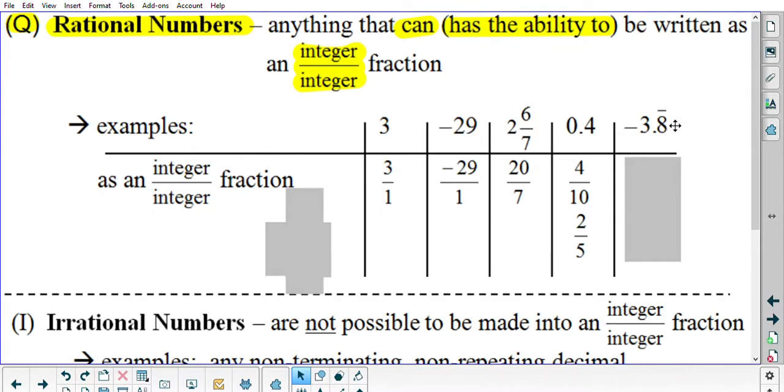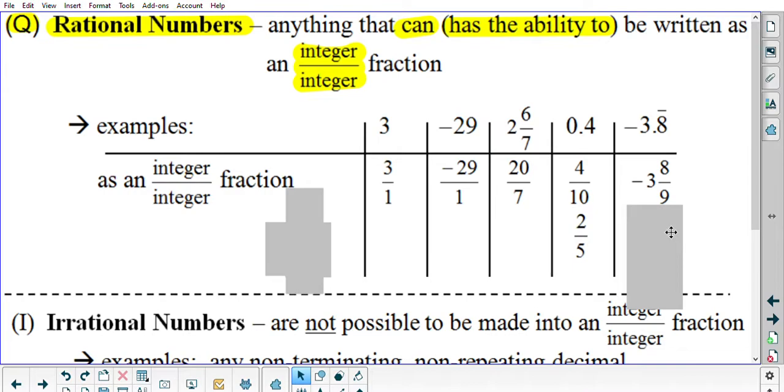And now we have repeating decimals. Negative 3.8 repeating, meaning the 8 continues forever and ever. 8, 8, 8, 8, 8, 8, 8. Could we write those as an integer over integer fraction? Well, way back earlier this school year, I taught you how you could do this. Instead of being 8/10, if it's a repeating 8, it's 8/9.